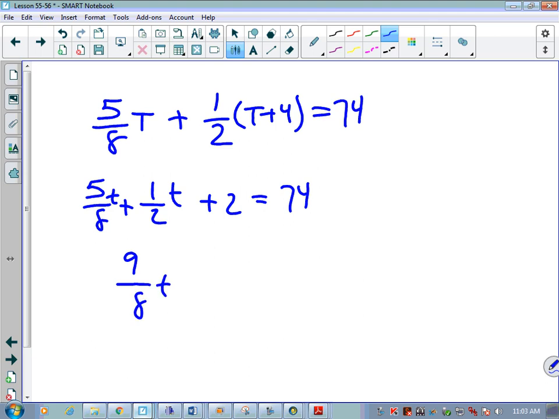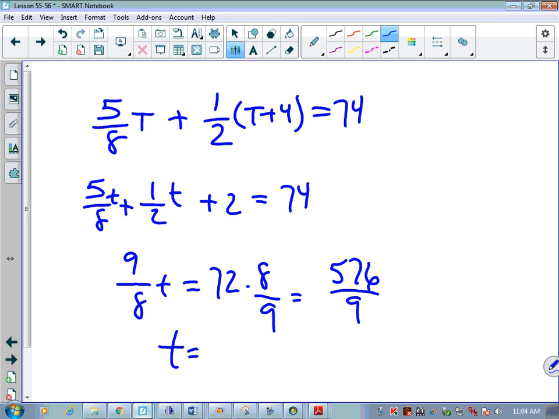We're going to subtract 2, equals 72. We're going to take 72 times 8/9. Okay, so t equals, let's see, it looks like 576 divided by 9, which equals 64 days. Okay, 64 days. Does that clear things up for you a little bit?